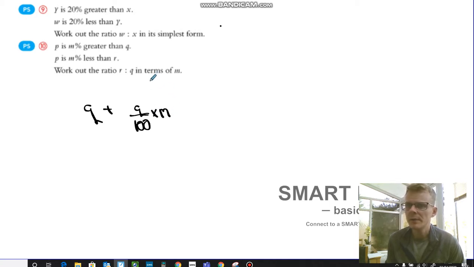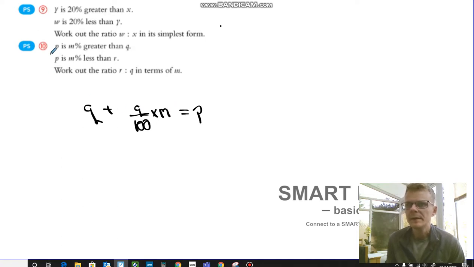So if q was 40 and we wanted 20% of 40, I would do 40 divided by 100 for 1% and then times it by 20. So this is how we would do it if we just replace that with letters. So this is equal to p. So p is whatever q was plus m% onto that.